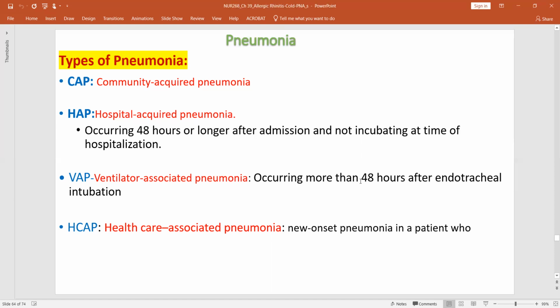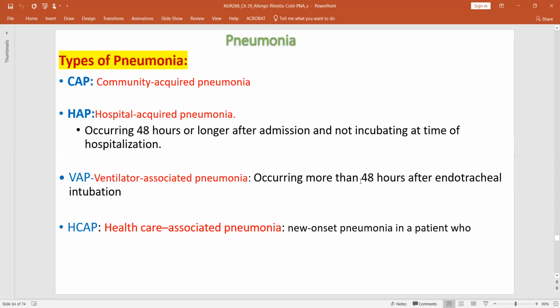HAP, which is hospital-acquired pneumonia, usually occurs 48 hours or longer after admission and is not incubating at the time of hospitalization. Risk factors for HAP include patients who take immunosuppressant therapy, general debility or general weakness, and patients being intubated, endotracheal intubation. And then the VAP, which is ventilator-associated pneumonia, usually occurs more than 48 hours after endotracheal intubation.